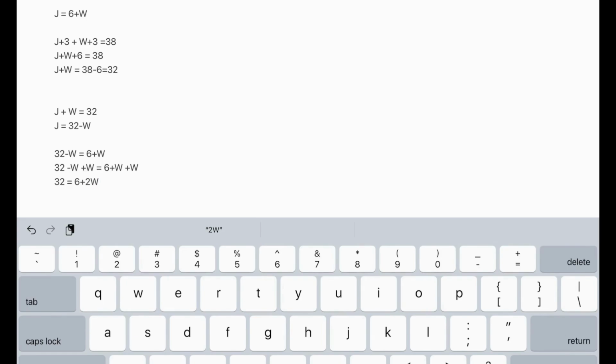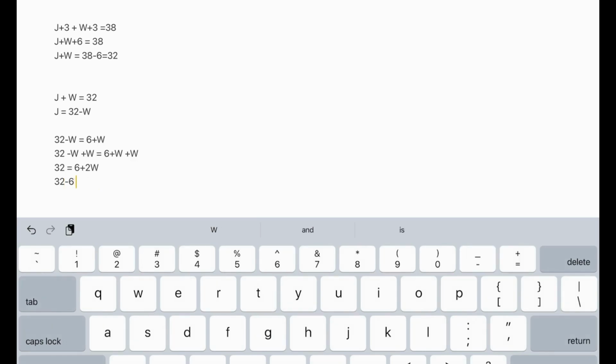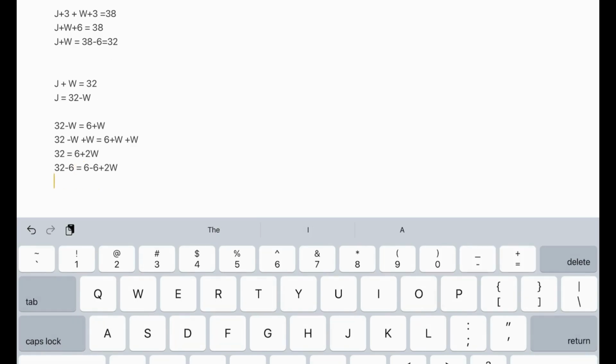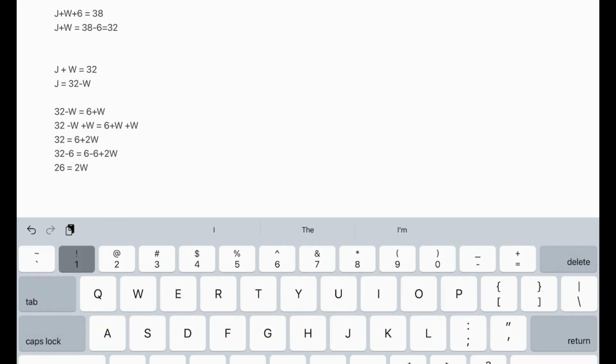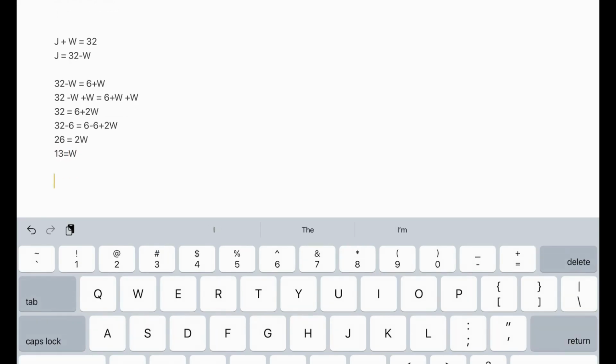Let's isolate W on the right hand side. If I just want 2W, what should I do? I want to remove the 6. I have a numeric and 2W, right? 6 plus 2W. Subtract 6 from both sides. 32 minus 6 is 26 equals 2W. So W equals 13. So now I have the age of Wayne.